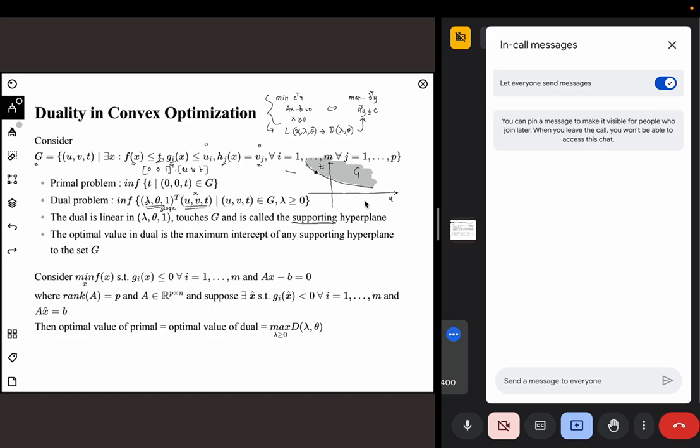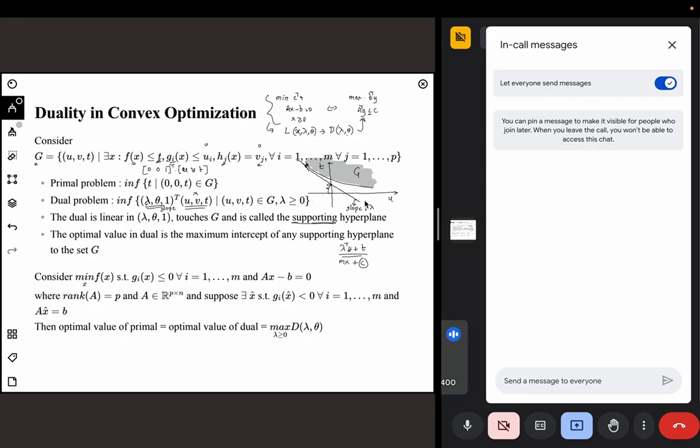Maybe I should have taken a different point. Let's take this point. So a line something like this. So what is the equation of that line? It will be lambda transpose u plus t. This is my line. The x-axis is this. So this is something like mx plus c, where c is my intercept. And the slope of this will be lambda.